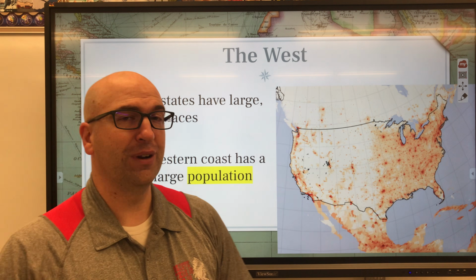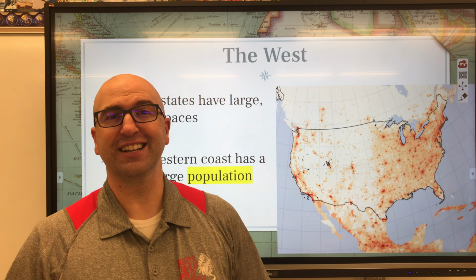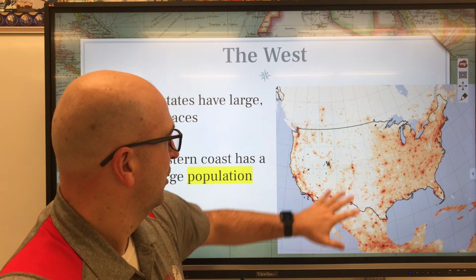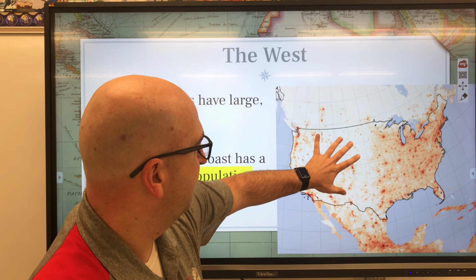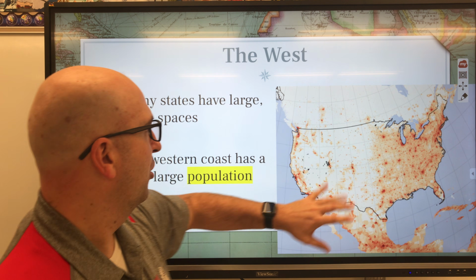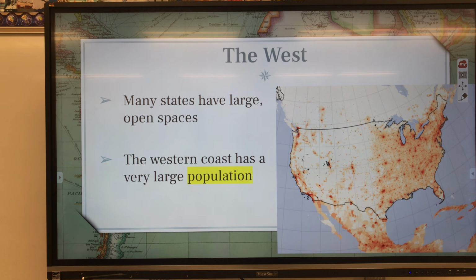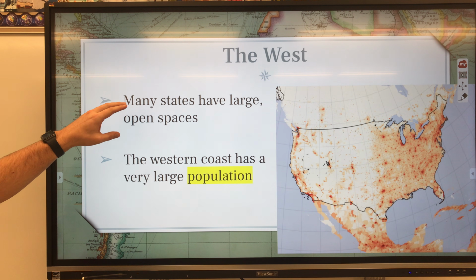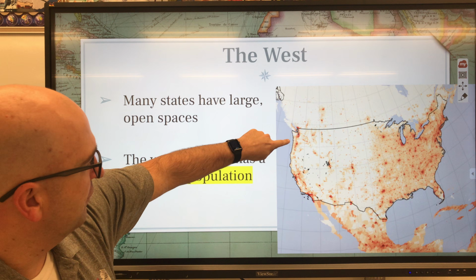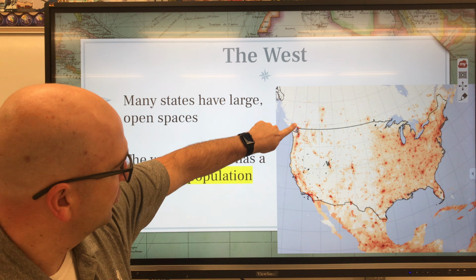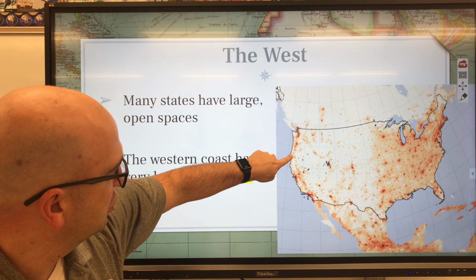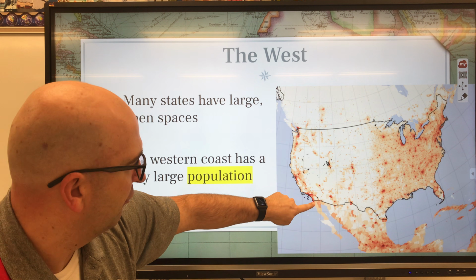And then we have the region of the West. The West is a very vast region. This area you can see is not very densely populated. So a very sparsely populated region. So it's large open spaces. Where do the people live in the West? Well, along this western coast, from the states of Washington, Oregon, and especially California.